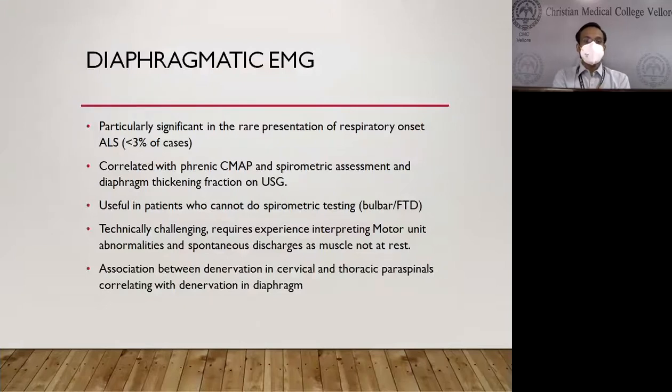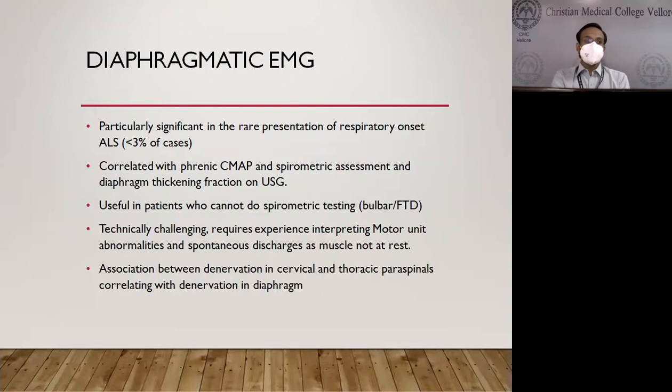One brief note on diaphragmatic EMG. It is dominantly important only when we are correlating the diaphragmatic disease with the phrenic CMAP and the clinical presentation. But sometimes when the disease starts as a respiratory onset disease with relatively less limb weakness or bulbar weakness, diaphragmatic needling may help, but this is only relevant in less than 3% of the cases. It's a very rare thing.